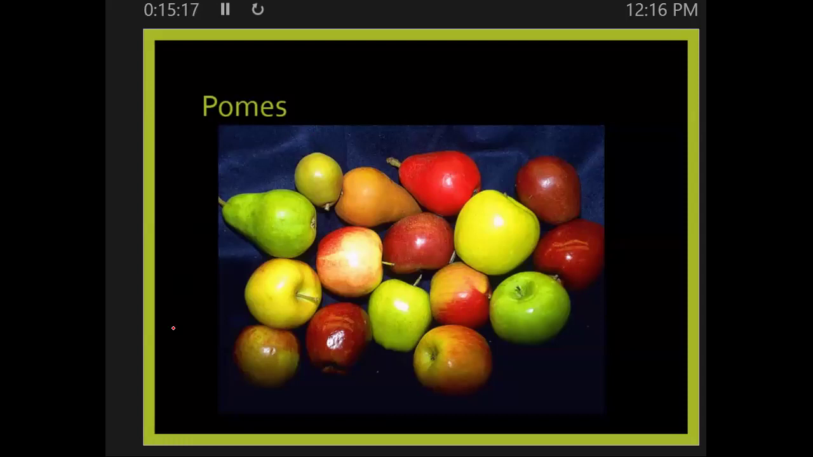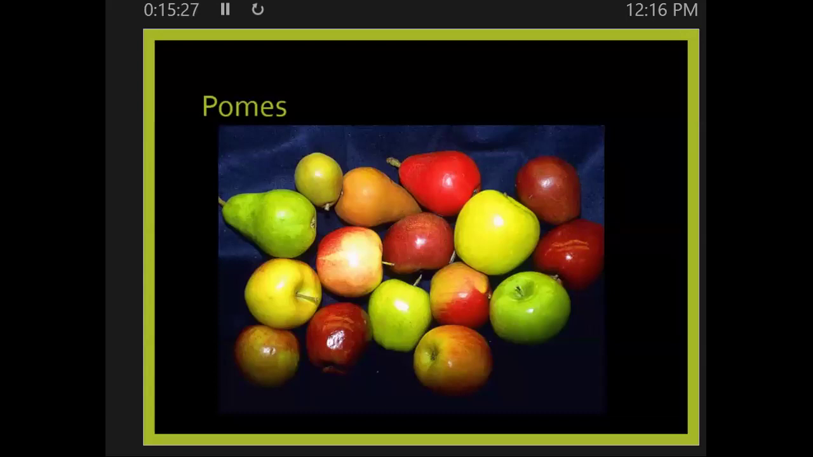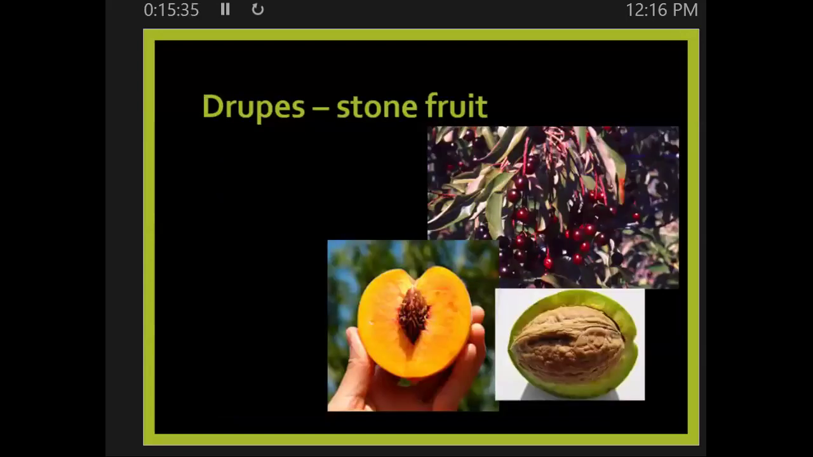So, as you saw, I don't know if you can see there. Well, we'll go through some of those in more detail. So palms are accessory fruit. Drupes are another type, where you have a stone, so to speak, in the middle, in the endocarp area.